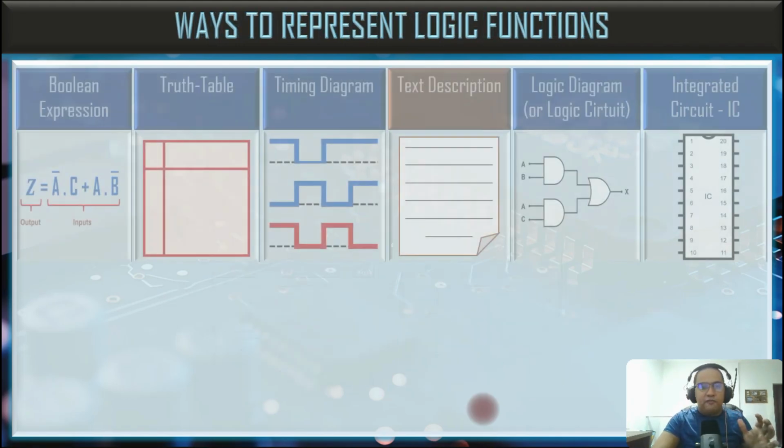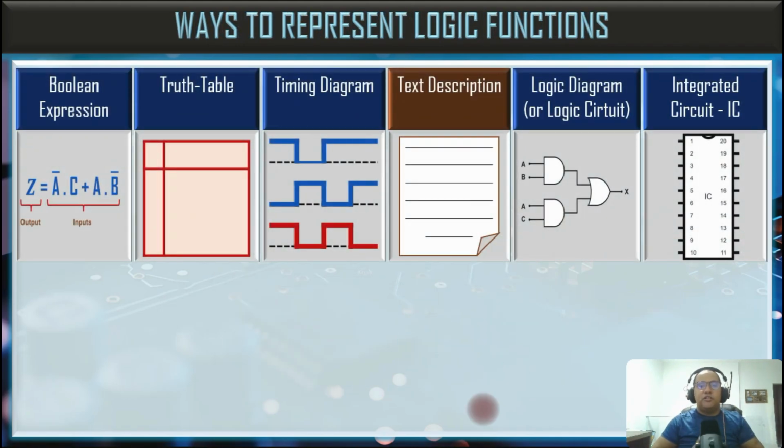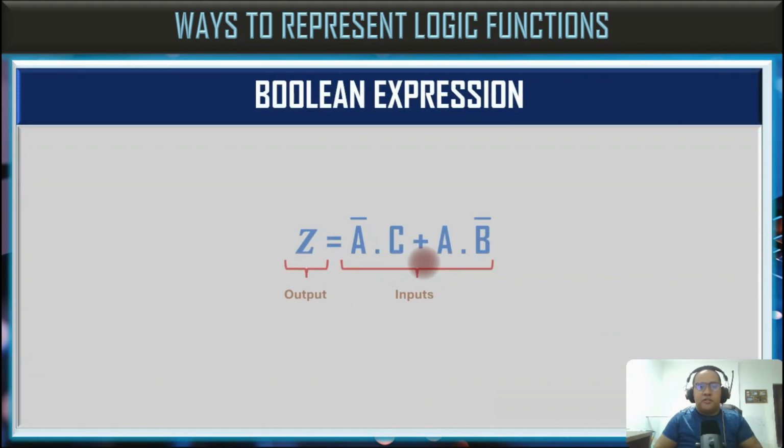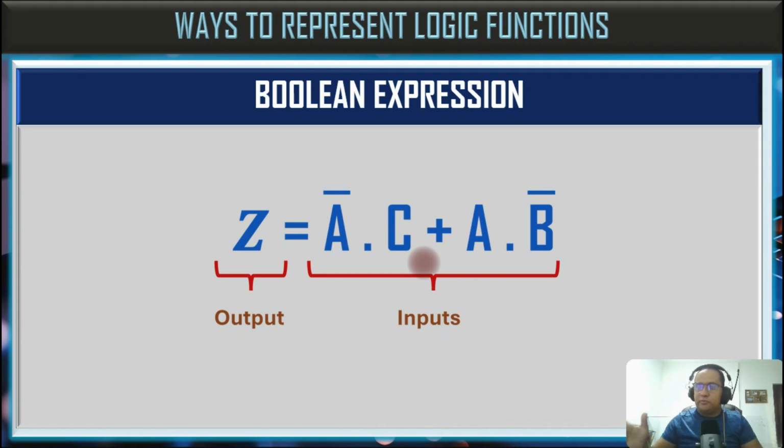Alright guys, there are several ways to represent logic functions. Let's take a look at the main ones. Boolean expression, truth table, timing diagram, text description, logic diagram or logic circuit, and integrated circuit, also called IC. Alright, in the past, logic functions could also be described using text form, but that method is no longer used today. So the first way to represent logic function that we'll see here is the Boolean expression.